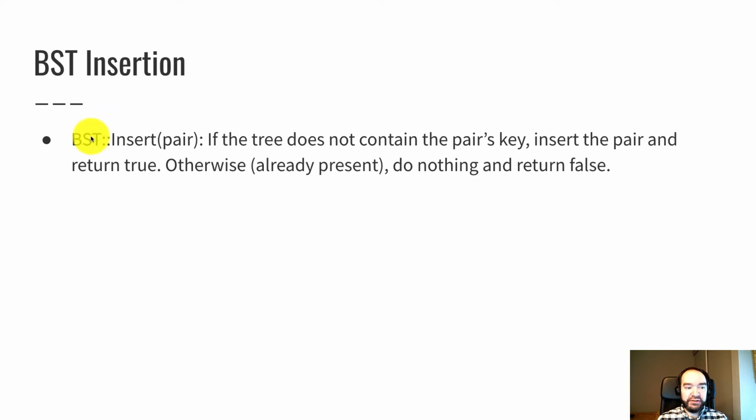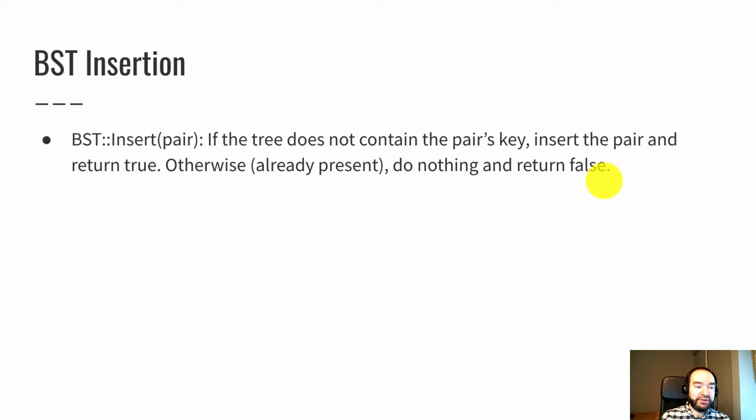Binary search tree insert is given a pair that's meant to be a key value pair. And if the tree does not already contain that pair's key, insert the pair into the tree and return true so that the caller can tell that something happened. Otherwise, meaning that the pair's key was already in the tree, this function does nothing and returns false so that the caller can tell that the insert function call had no effect.